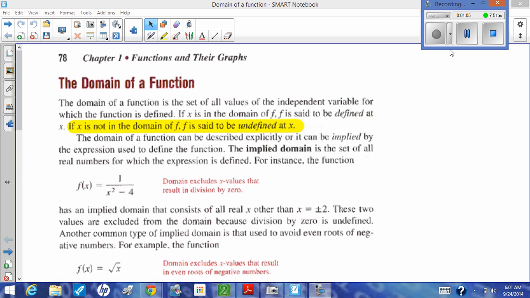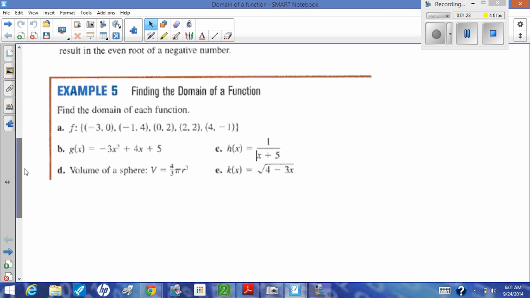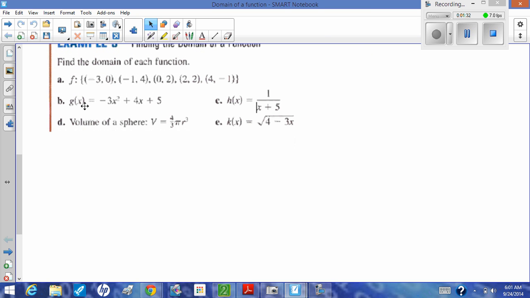Sometimes when we're looking for a domain, it's easier to find where x is not in the domain. In other words, we're looking for where x is undefined. If we can identify that, then we can see where it is defined, and we'll have our domain. So let's take a look at how to do that. We're going to look for all the x's not in the domain, or where it's undefined, and think about that term undefined. What kinds of problems have we seen where values were undefined?